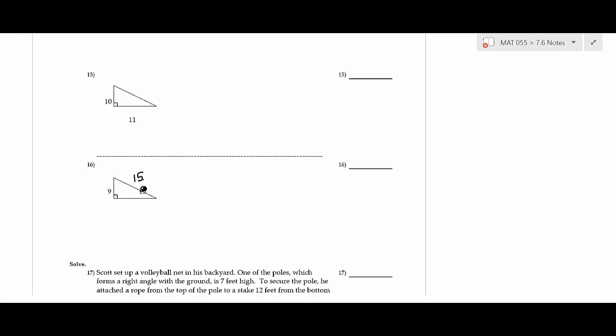Since they're both squared, I just combine like terms. Yeah, you're going to have 10 squared plus 11 squared. Absolutely, because they're numbers. You'll have 100 plus 121, right?